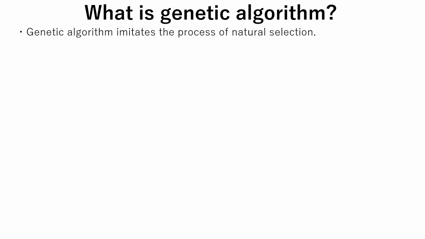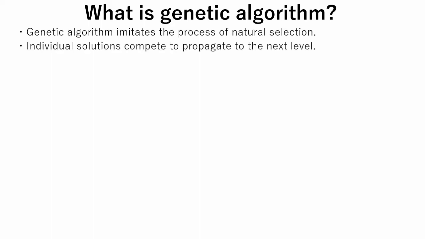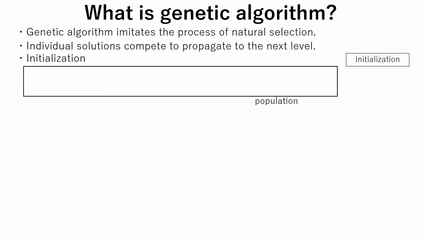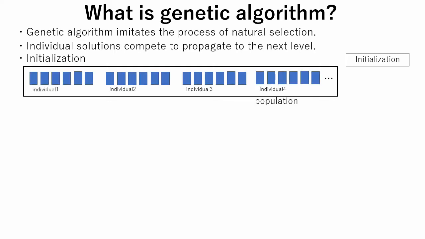Genetic algorithm imitates the process of natural selection. Individual solutions compete to propagate to the next level. Here is how the algorithm works. Firstly, initialization is done. While initializing, we define a population. Population consists of several individuals. Each individual has a gene, which is in our case one of the PID gains.